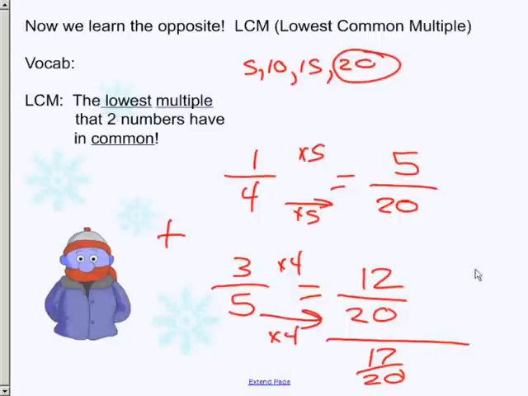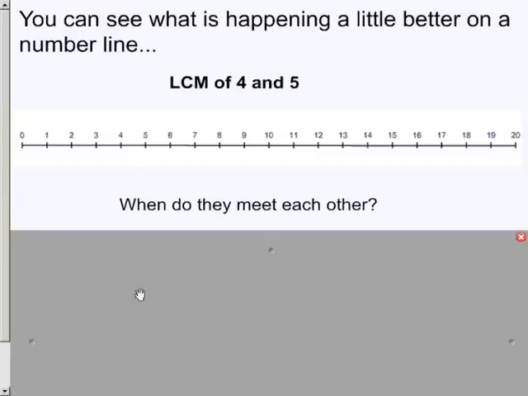So again, we will talk more about how to add fractions later, but I just wanted you to see why lowest common multiple is important, because we have to create like denominators before we can add or subtract. All right, let's go to the last page of your notes and we'll wrap this up. Let's see what's happening when we do LCM.